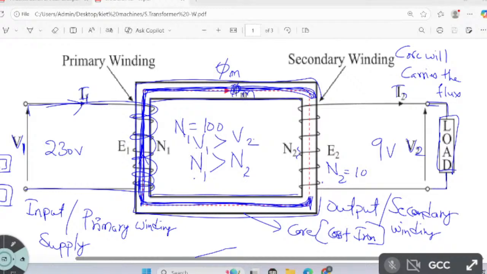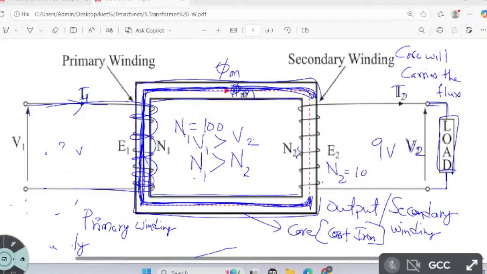How? That is because of the flux which is established by the primary winding. Because of that flux, we are inducing an EMF here. So it is mutual, not direct. That's why we call it the principle of Faraday's law of mutual induction.